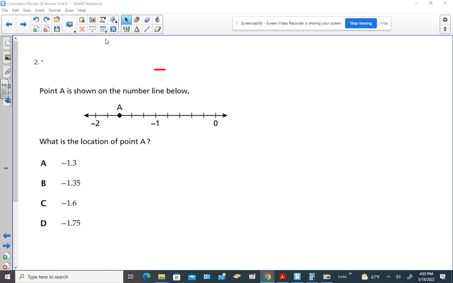Hey everybody, Mrs. Bianchi. We're looking at question number 2. Point A is shown on the number line below. What is the location of point A?